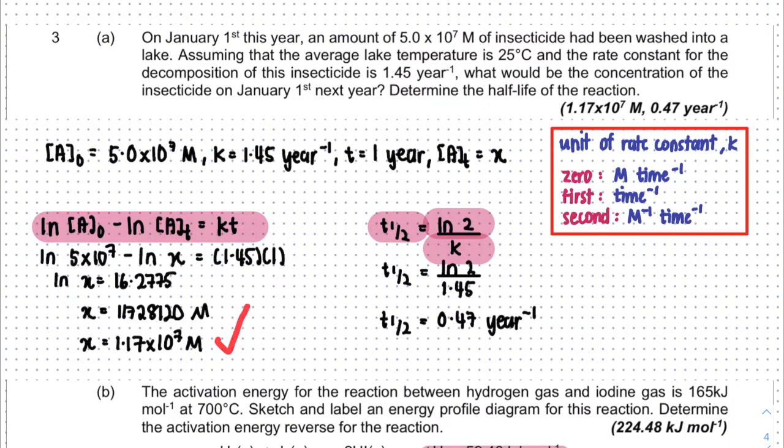So here is the solution. So do step by step. Tapi jangan lupa, there's one more question. Determine the half-life. Half-life is ln 2 divided by k. So you will get 0.47 per year.